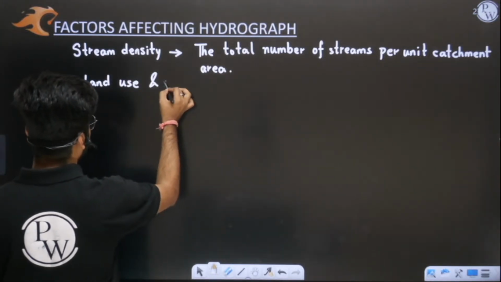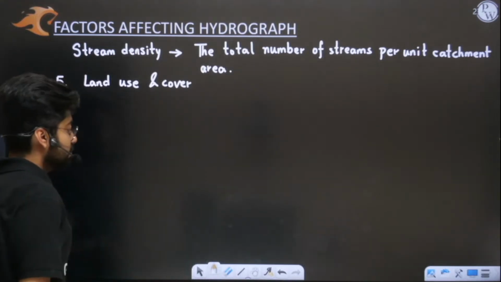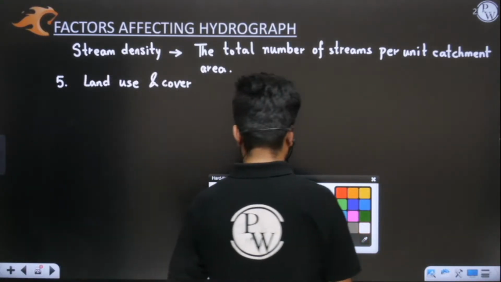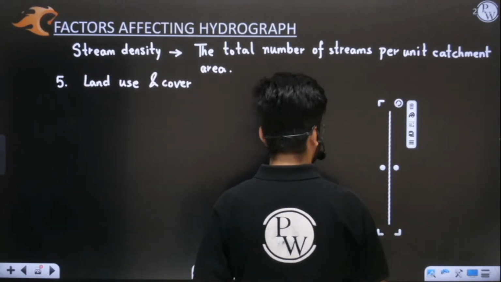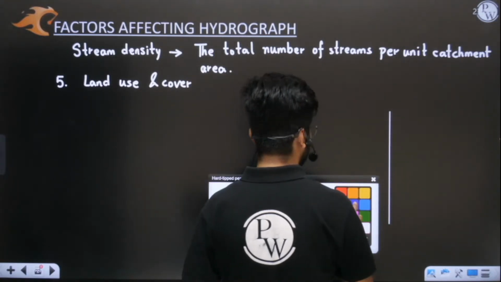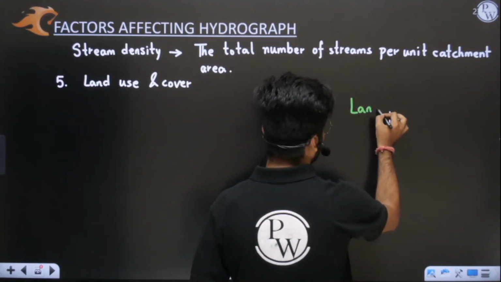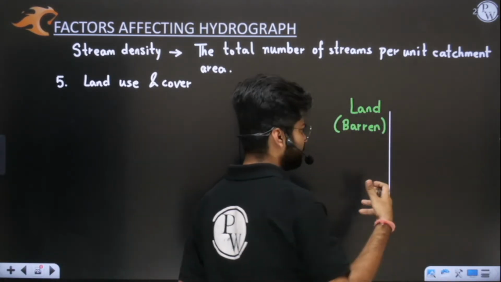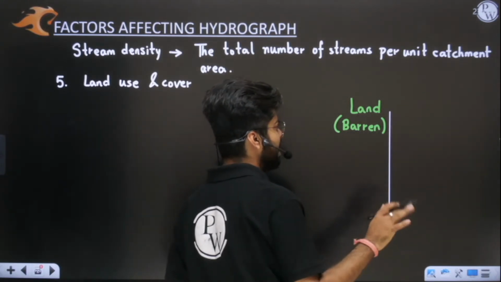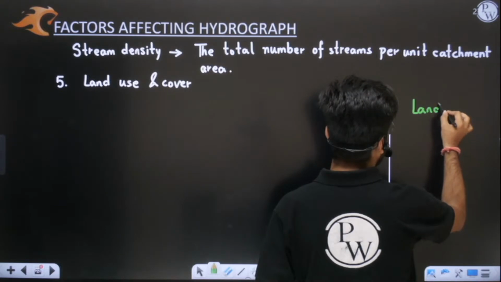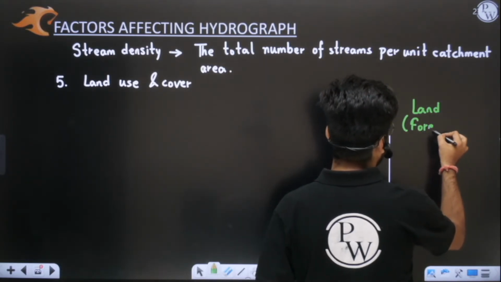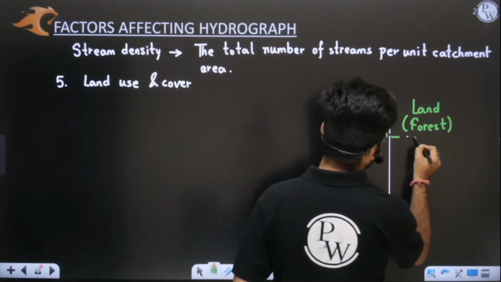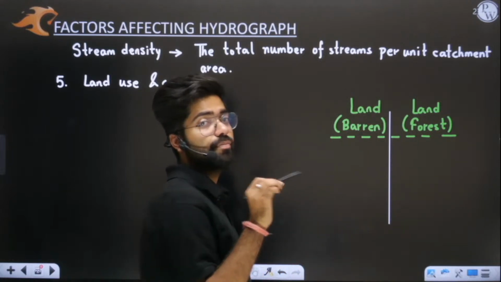See, I want to ask one question from you all. We have 2 kinds of area, urban and rural. Imagine we have 2 kinds of land. First, land is barren. Barren means it does not have any kind of vegetation, shrubs, plants. It's completely barren. And the second is having too much vegetation, forests, greenery. So can you just guess where runoff will be more?